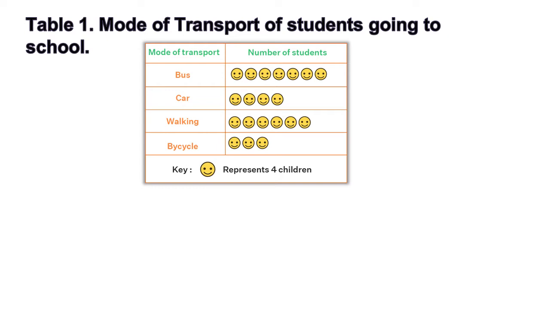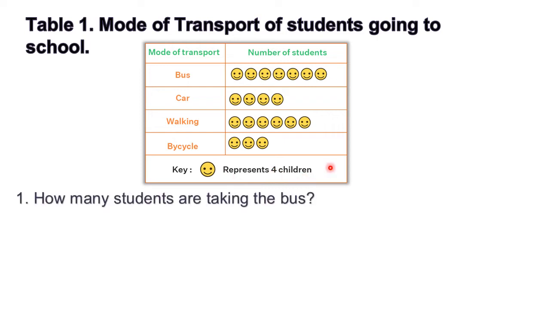We have here an example, table 1, mode of transport of students going to school. So we have different modes of transport. We have bus, car, walking, bicycle. Our key here: each smiley represents 4 children. Let's proceed to question number 1.